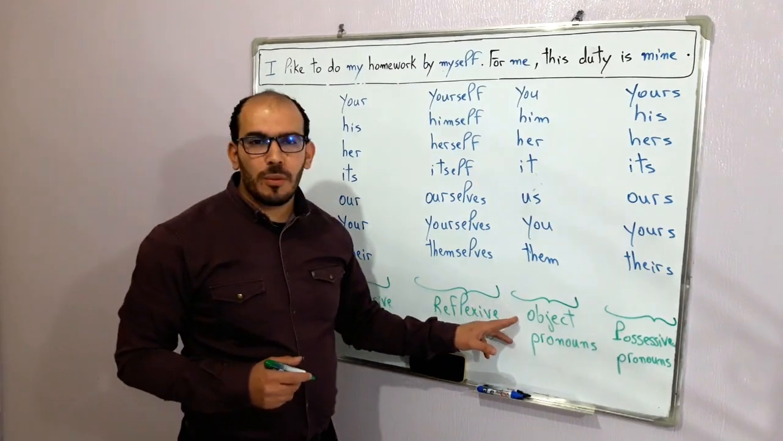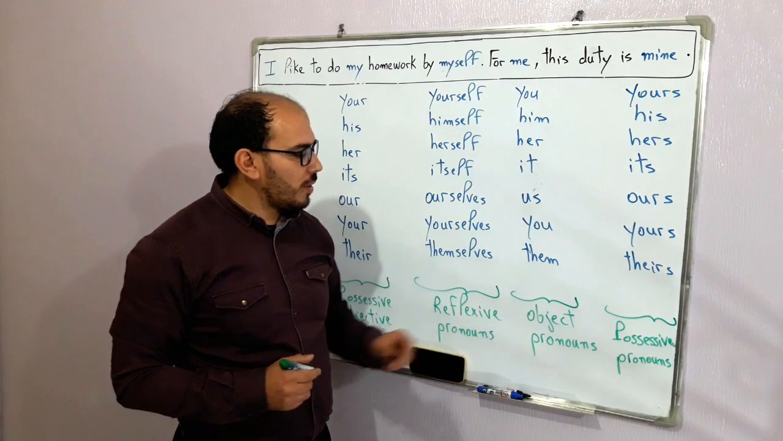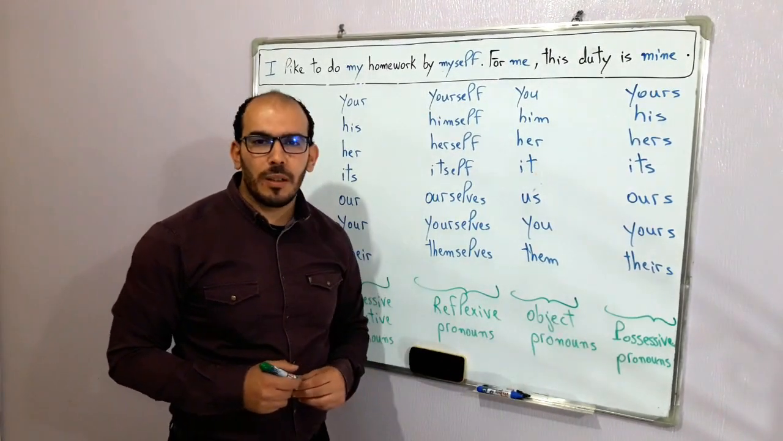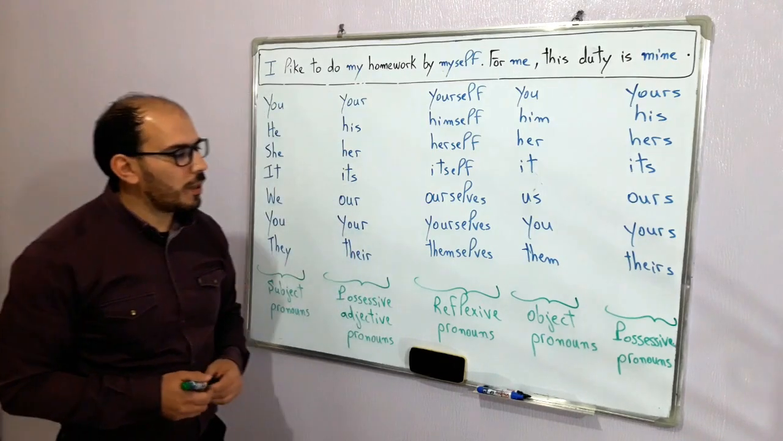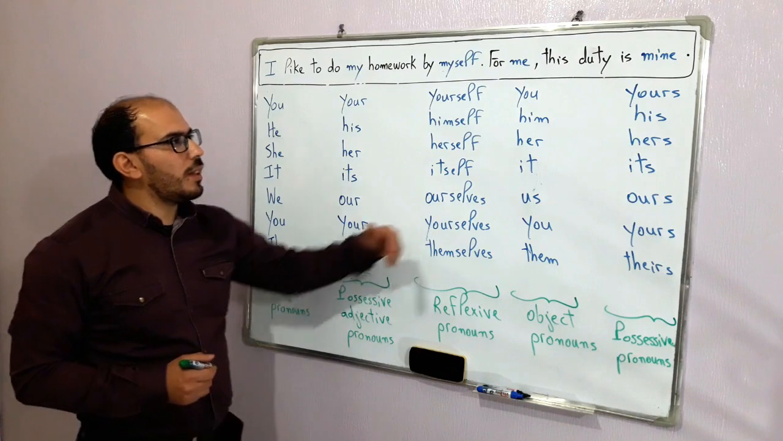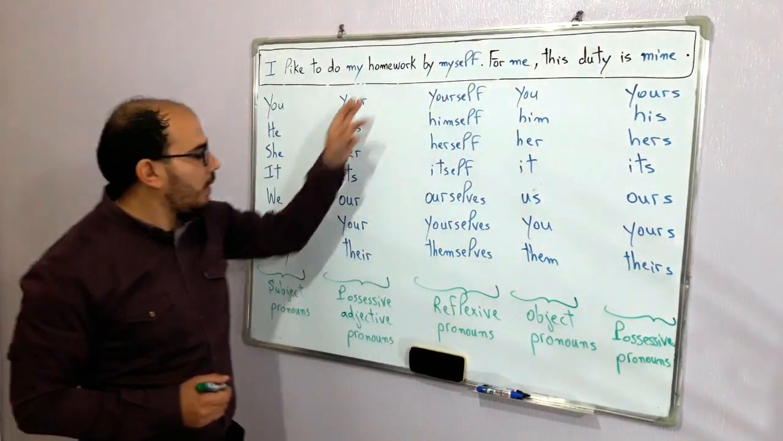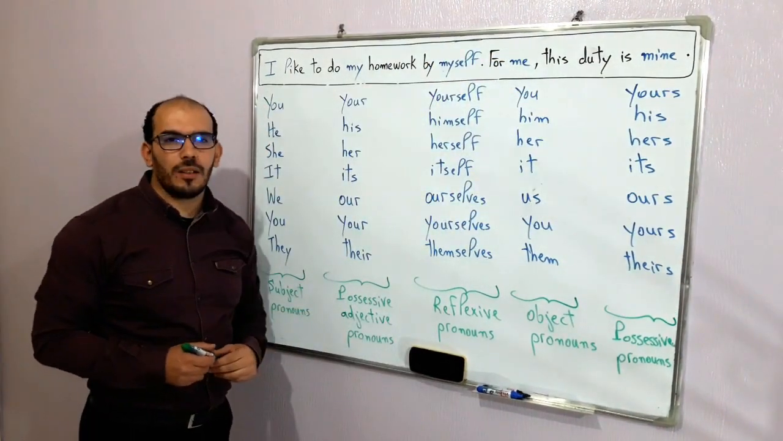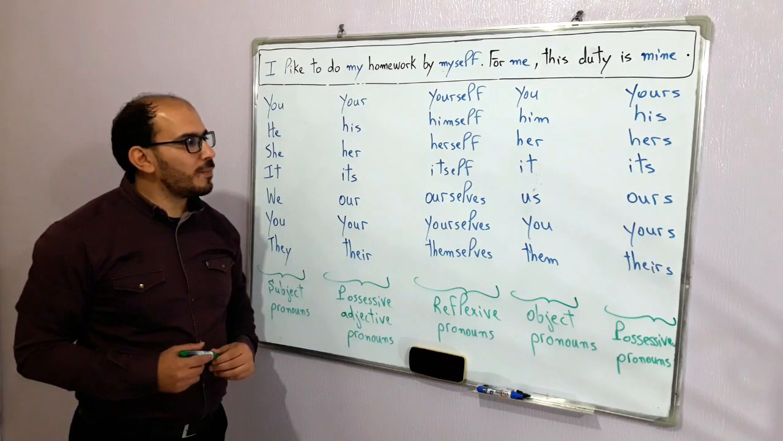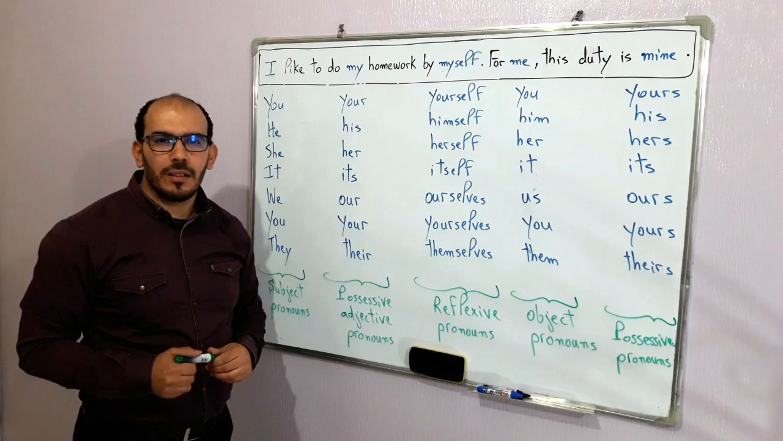Then we have object pronouns because they play the role of an object in the sentence. Here we have possessive pronouns, so they only express possession, and that's why we call them possessive pronouns, and they are not followed by a noun, like in the case of possessive adjective pronouns. That's it. So for better understanding, let's move to the exercises.